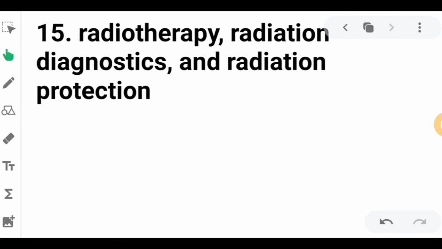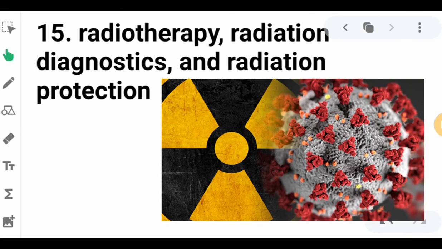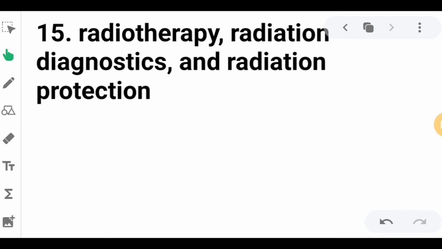The last one for physics in the health sciences is radiotherapy, radiation diagnostics, and radiation protection. We will discuss this with radioactivity and nuclear physics. So that is all for this intro.